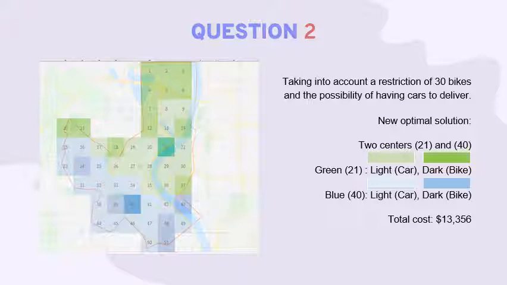Taking into account this restriction of 30 bikes and the possibility of having cars to deliver, we found a new optimal solution having only 2 centers, 21 and 40, with a total cost of 13,356, which was lower than our previous solution. And now we distributed the demand between car and bike, where car is shown depending on the hub with the light color, and then the bike is shown in the map with a dark color.